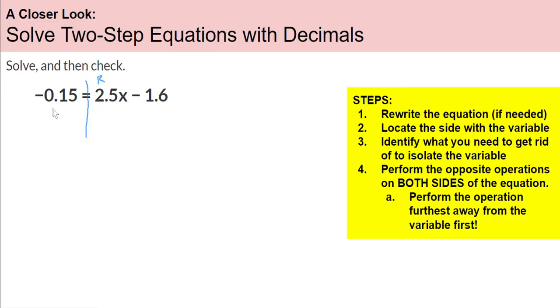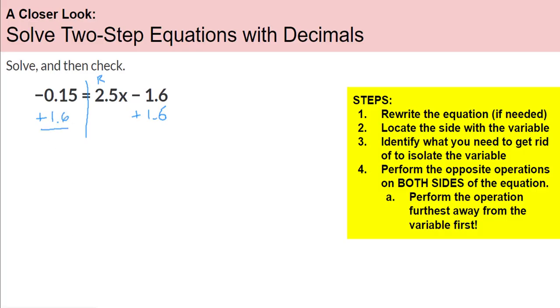Out of the three numbers, -3.15, 2.5, -1.6, which one of those are we not going to get rid of? All right, we don't want to get rid of that. We want to get rid of these two things on both sides. So what are we going to do first? The first thing we're going to do, we're going to add 1.6. We want to get rid of -1.6, and then the 2.5, but we've got to get rid of what's furthest away first. So I'm going to add 1.6 to both sides.